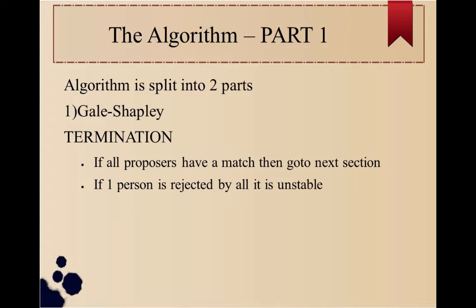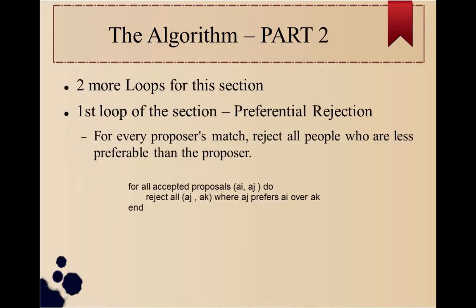The algorithm will stop when all the proposers have now got a match. If there is one person who is rejected and they have no other possible people they can propose to, then it's unstable and it will terminate. The Gale-Shapley part of the algorithm is now finished, and we'll move to the second part.